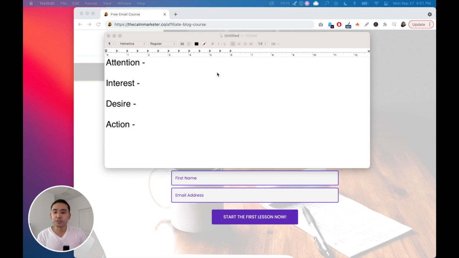So I want to teach you about the AIDA formula and give you an example of the perfect AIDA framework or the example that you could use in your copywriting.